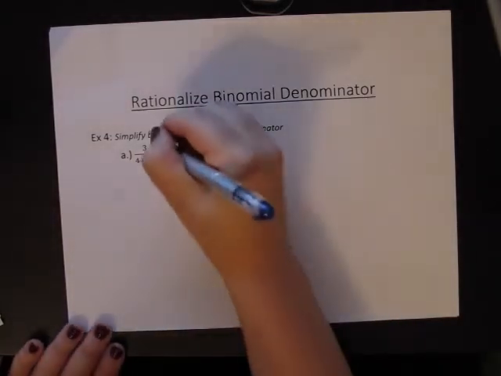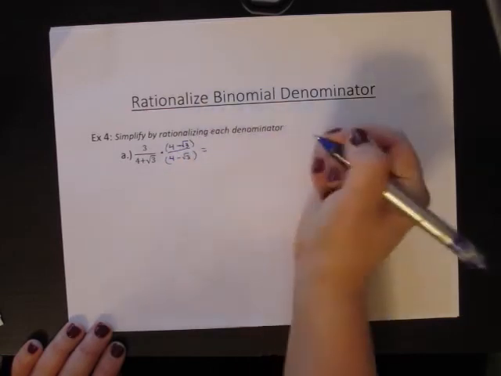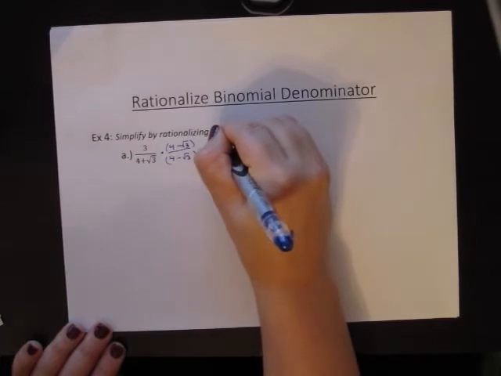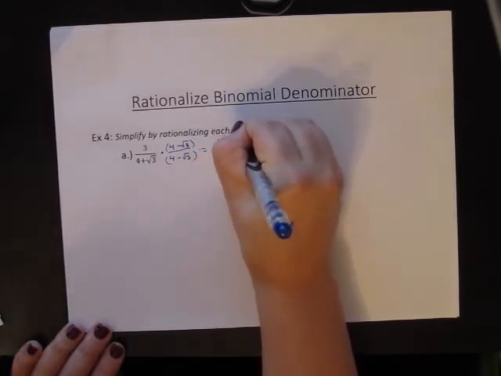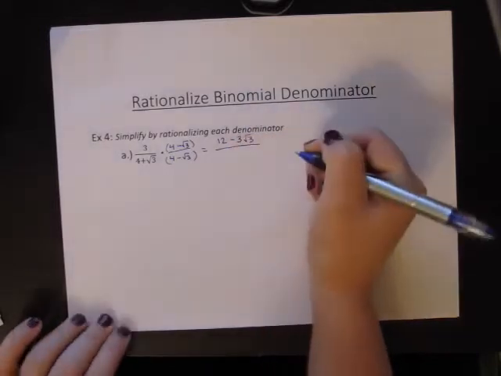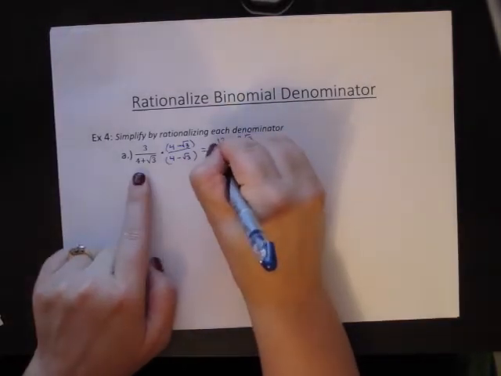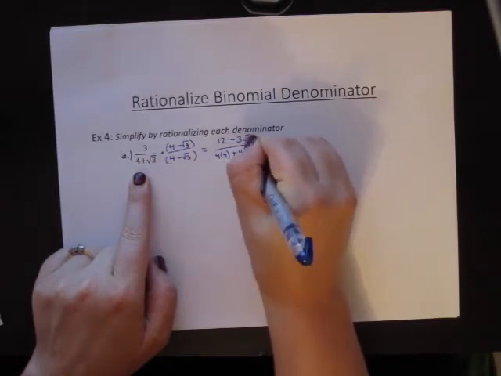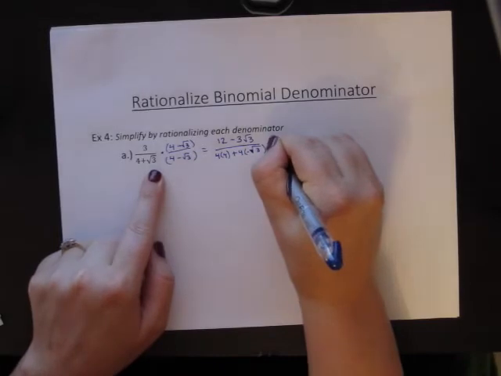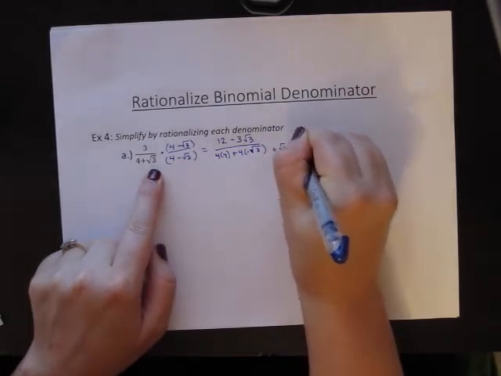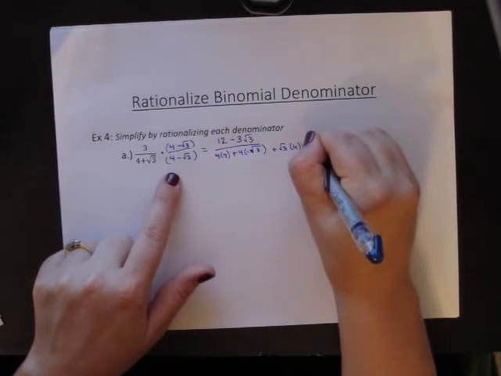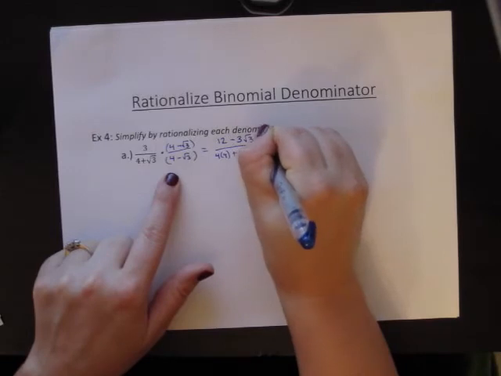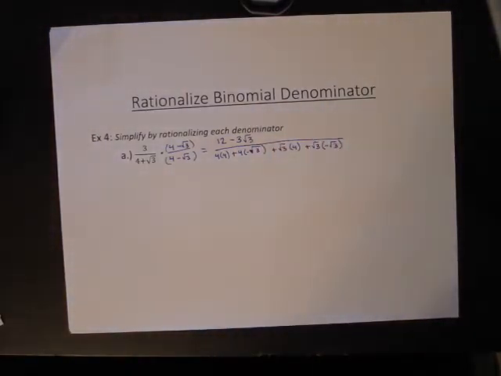The next thing that you have to do is FOIL the top, distribute the top and FOIL the bottom. So we would go 3 times 4, which would be 12, minus 3 square root 3. And then for the bottom, we would have to FOIL. So 4 times 4 plus 4 times negative square root 3 plus the square root of 3 times 4 plus the square root of 3 times negative square root 3. Give you a second to copy that down.